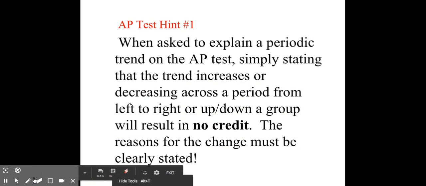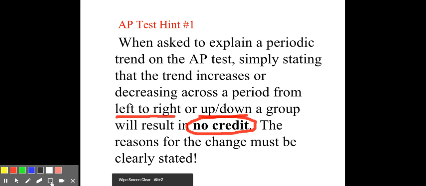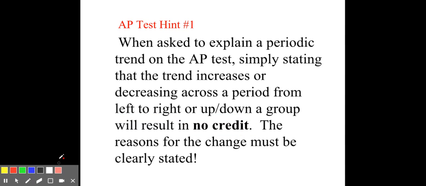So when you get to the test, you need to remember this part right here. If they ask you about a periodic trend or why this is happening, just saying that it increases going from left to right or up and down will give you absolutely no credit. Same on my test. You need to actually state the reasons. So you need to remember why it happens, and that happens because of shielding. And it also happens because of the change in the orbitals.